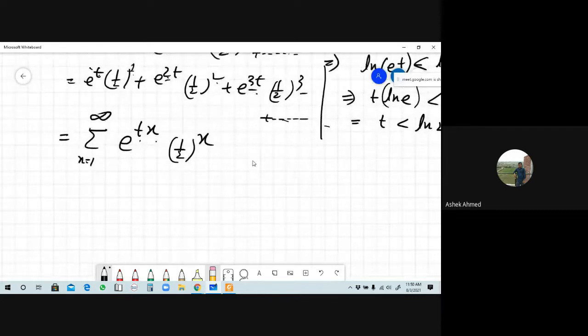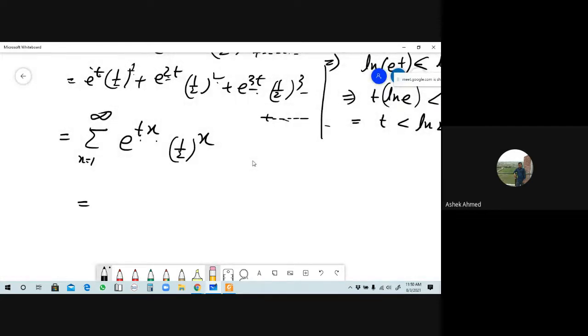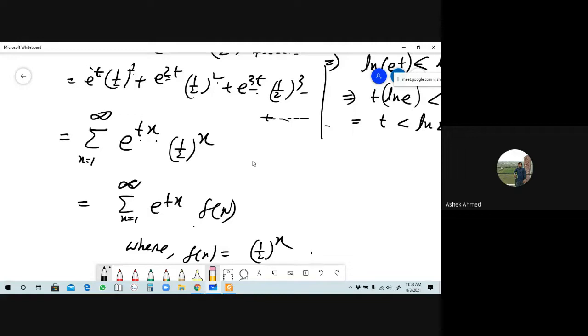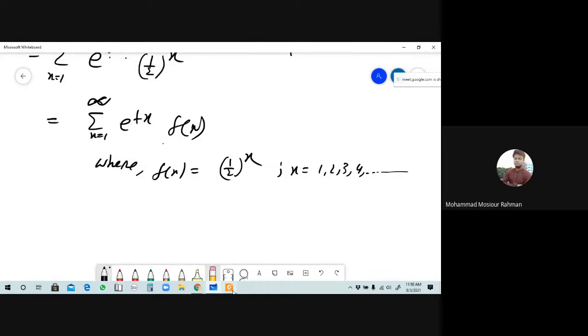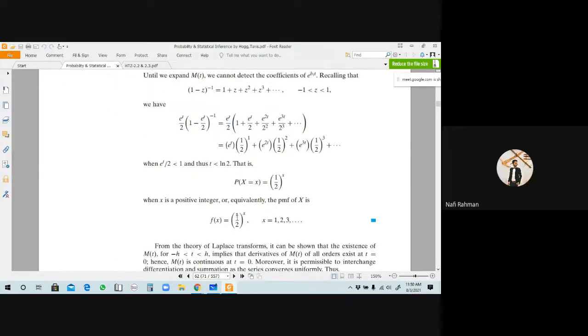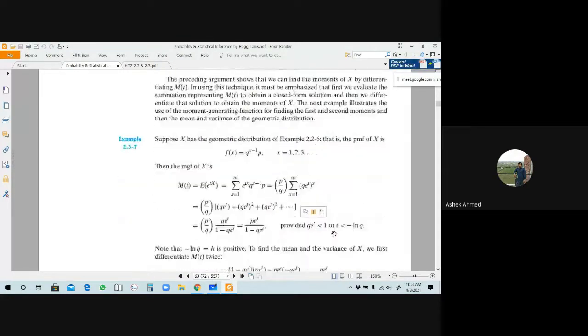So we can say that this is the summation of x from 1 to infinity, e to the power tx into f of x. We know that this is the value of the moment generating function, where the values of f of x will be half whole to the power x here. The values of x are here 1, 2, 3, 4, 5. Understand? Yes, sir. This is the MGF of this. You have to do these maths carefully, okay.